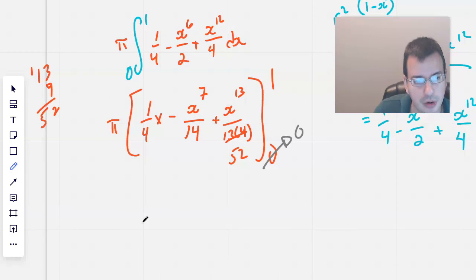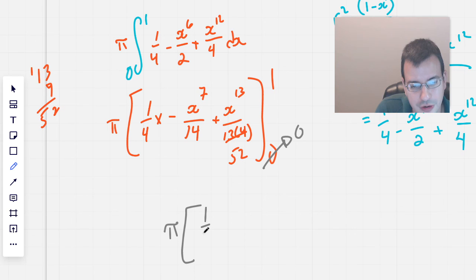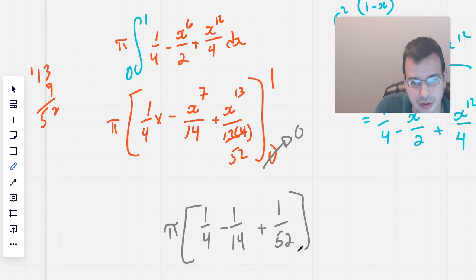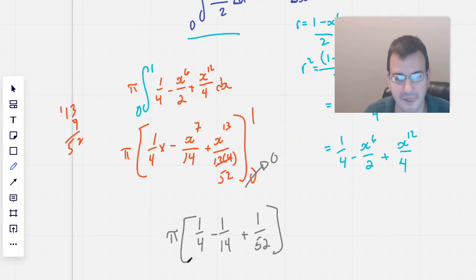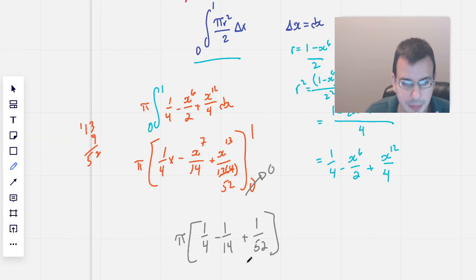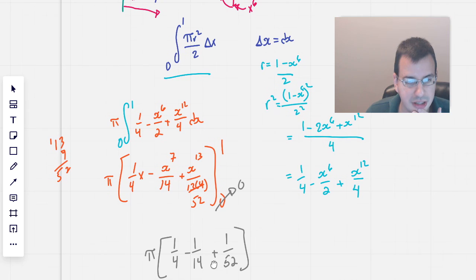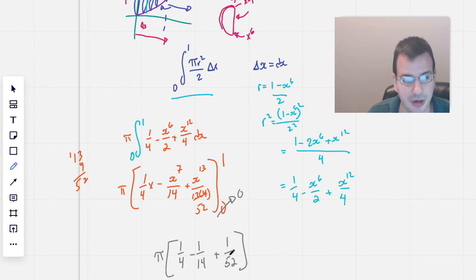So now we'd plug all this in. We do pi times 1/4 minus 1/14 plus 1 over 52. Then we could simplify it, but I'd rather not if you can get away with not simplifying it.